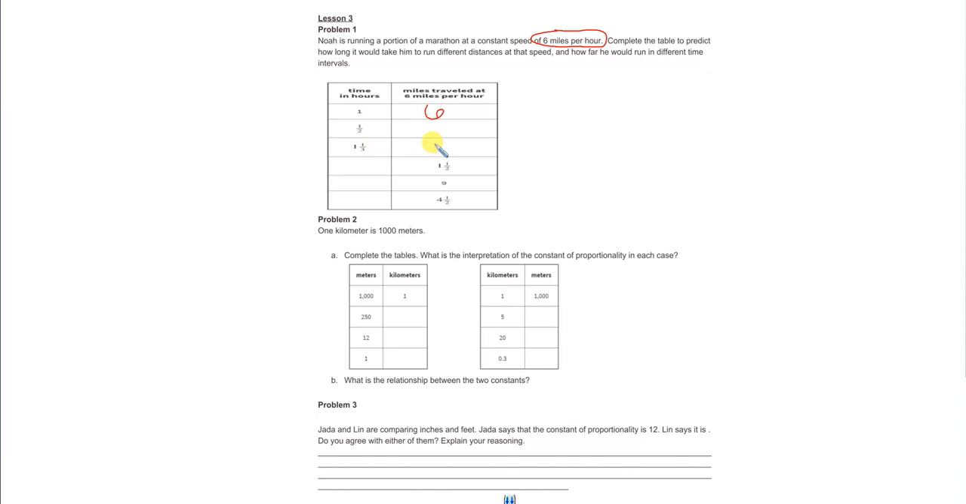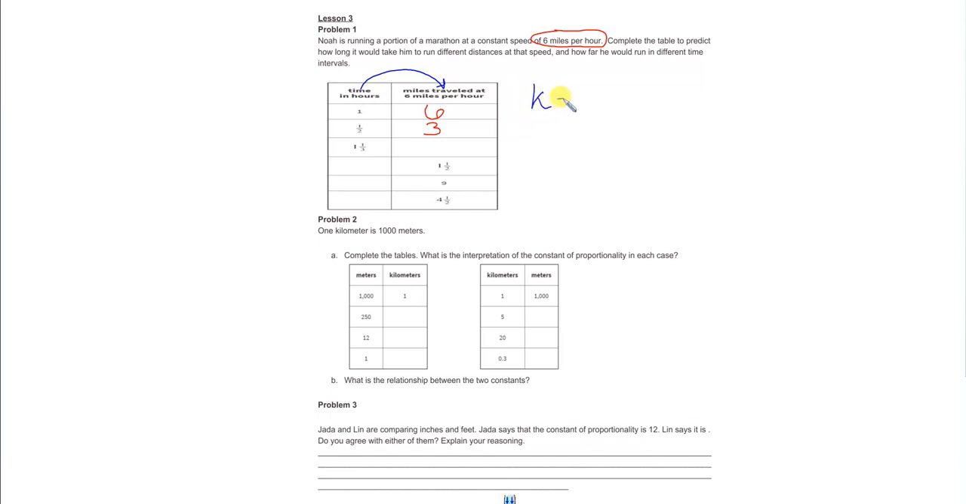Now, some of these can be done mentally. If I can go 6 miles in 1 hour, then in a half of an hour, I should be able to travel half of that distance, which is 3. But now we're getting into some tougher fractional answers down here at the bottom. So what's really helpful to have is a constant number that you can just multiply by to get over to this side. Like, what could I multiply 1 by to get 6? That's my constant of proportionality.